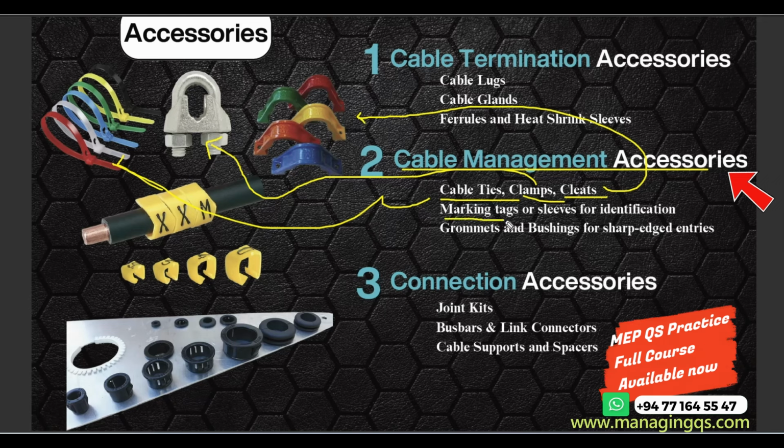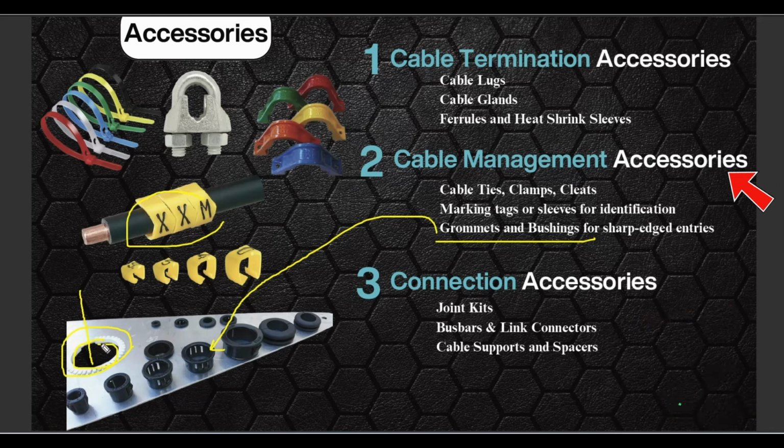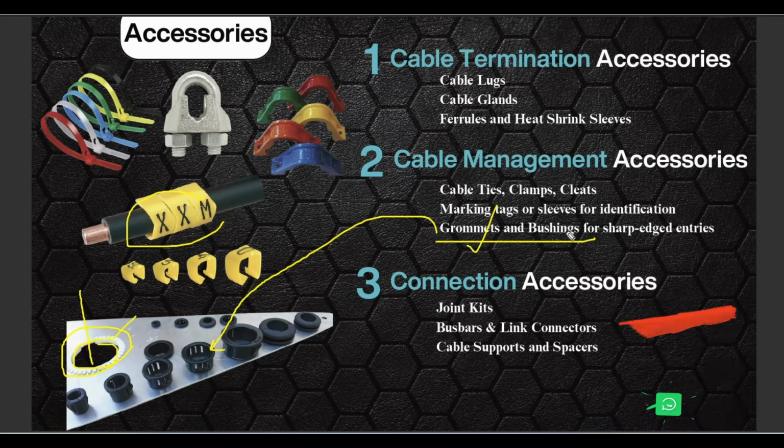The second one is the marking tags or sleeves. You can say this is a marking sleeve. On top of the cable we can easily put these sleeves, and we can make sure of the name of the cables and other things. The third one is the grommets. Actually, these types of grommets we regularly use for some sharp areas. For example, we have to put one of the cables through this steel plate. The edges of steel plates are very sharp, so that's why we use these types of grommets. So it is one of the safety factors.